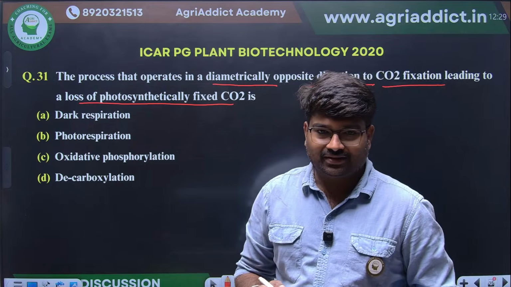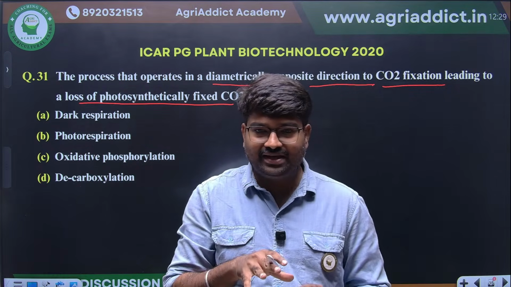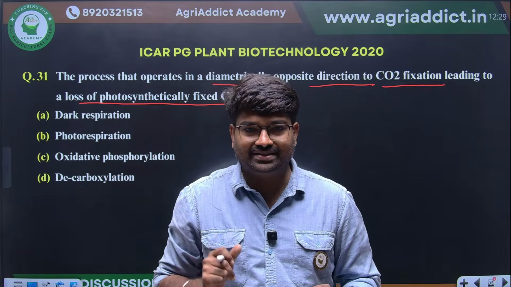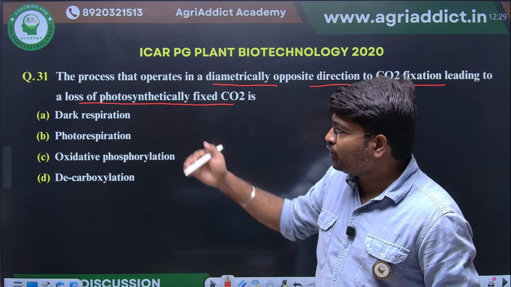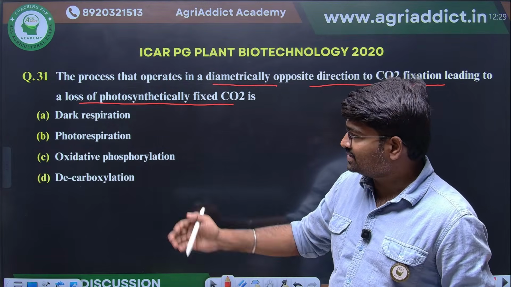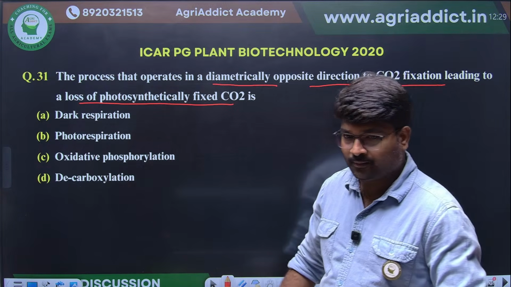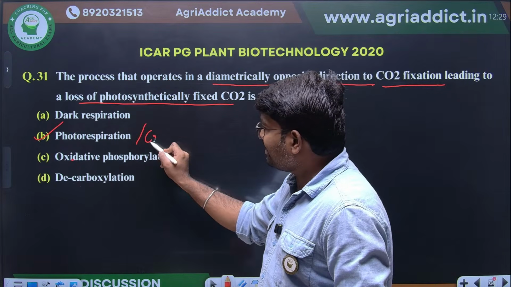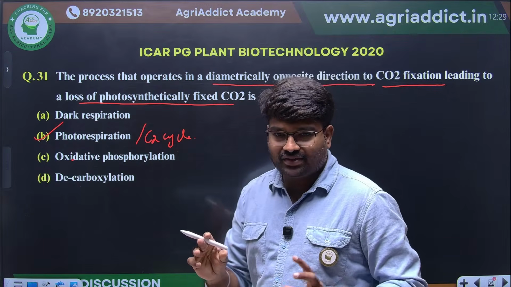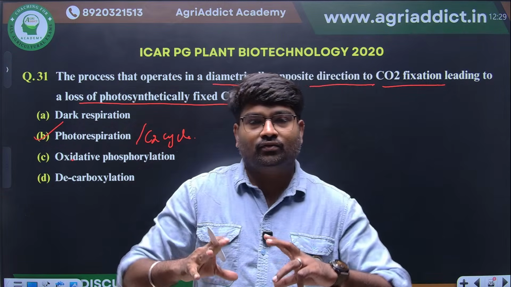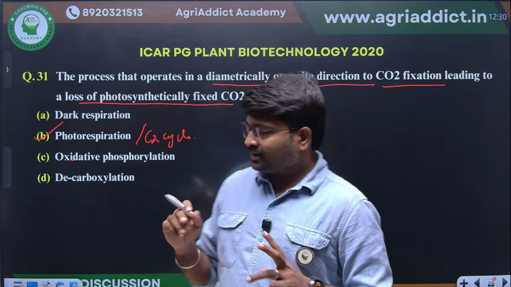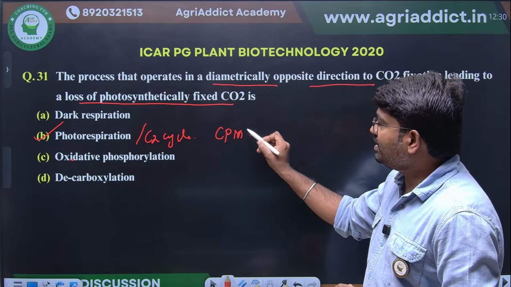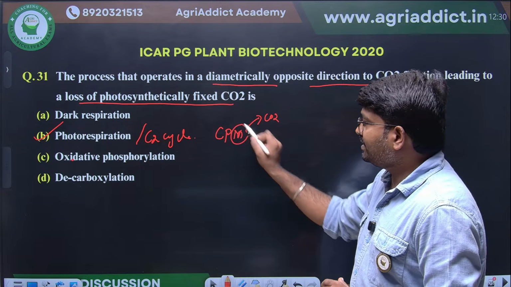The process that operates in a diametrically opposite direction to CO2 fixation, leading to loss of photosynthetically fixed CO2. What is the process? In photosynthesis, CO2 will be fixed. There is another process where the fixed CO2 will be released. Is it dark respiration, photorespiration, oxidative phosphorylation or decarboxylation? Yes, very good. It's photorespiration. We can also say the C2 cycle. In the C2 cycle, the CO2 fixed from photosynthesis will be released. This will happen in the chloroplast, peroxisome and mitochondria organelles. Particularly the CO2 will be released from the mitochondria. Okay, clear?